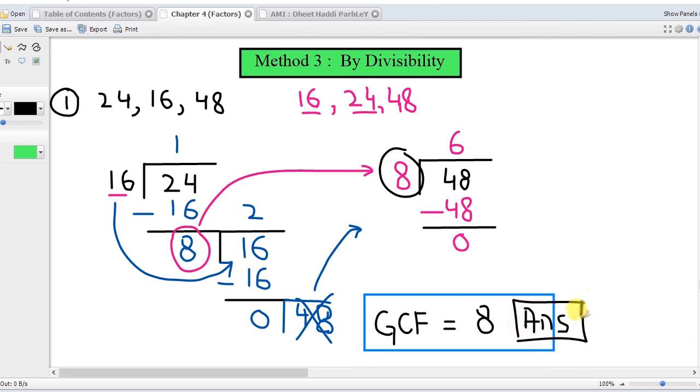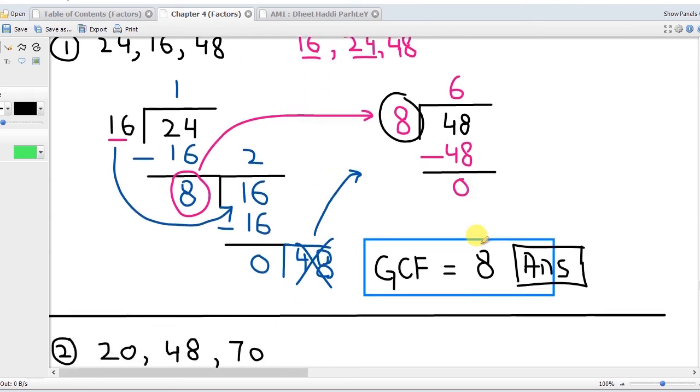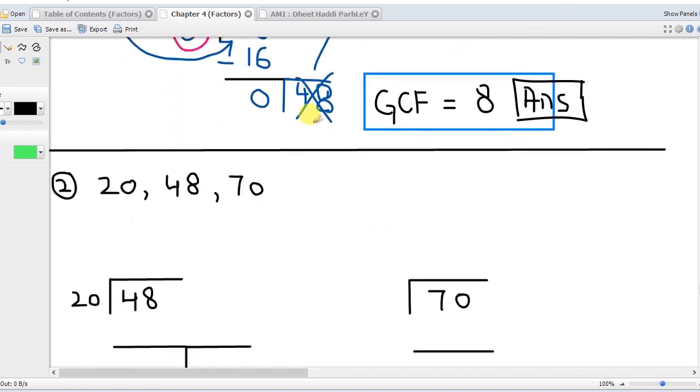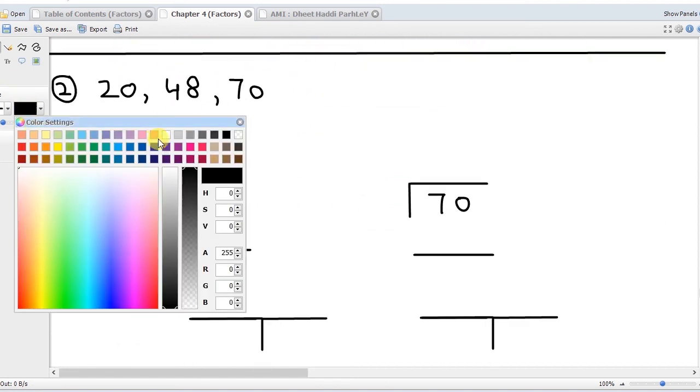So this is a little tricky method, but not the lengthy method. So it is up to you. We have discussed all the three methods, how to solve the greatest common factor by using the three different methods. So you can adopt any one of these methods that you think is easy for you, and you can solve the question. Okay, now let's just solve the second question quickly.